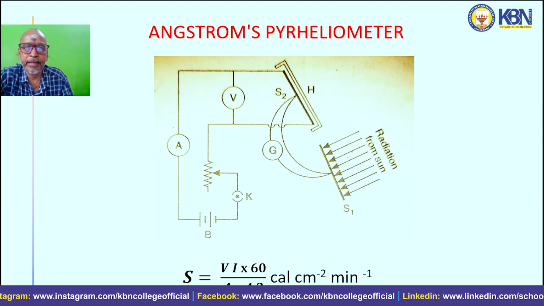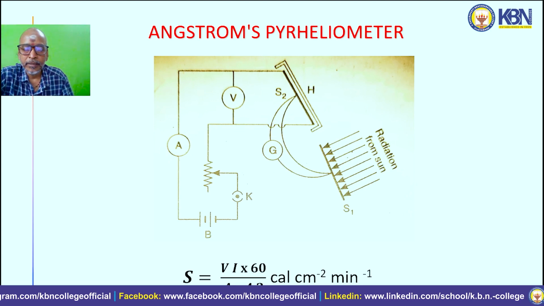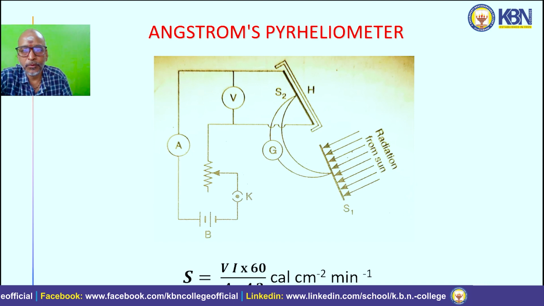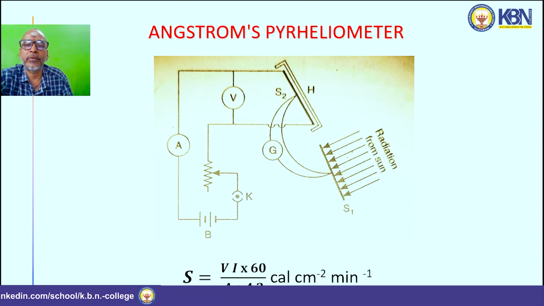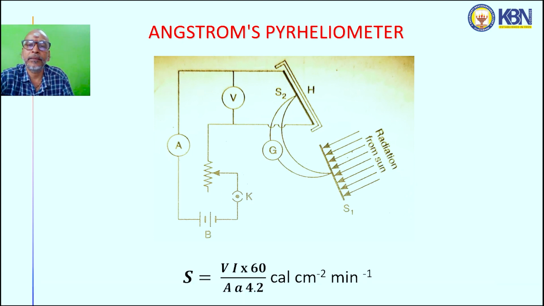It is called the angstroms per kilometer. And simply there are two black body surfaces, both identical in all qualities, represented here in the diagram by S1 and S2. Here S1 is heated by the sun's radiations, which are incident normally. But the second strip S2 is protected from the sun's radiations by arranging a double-walled shield H.